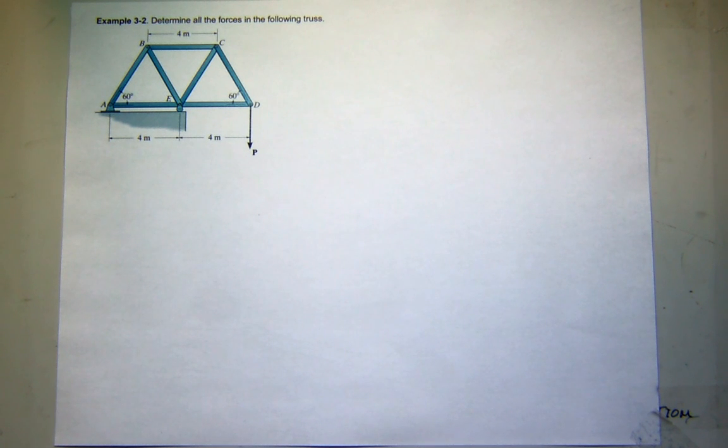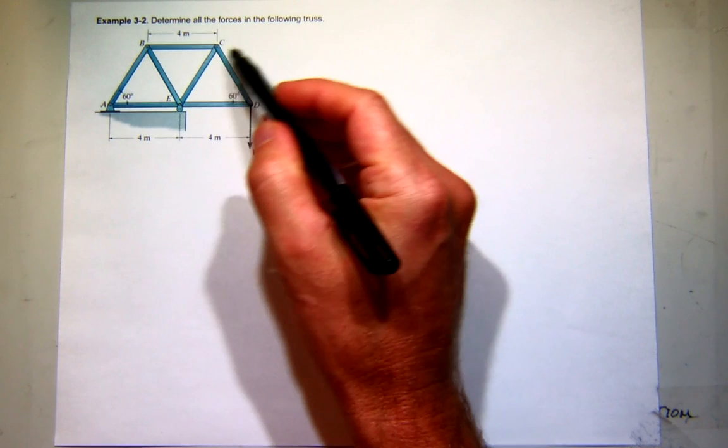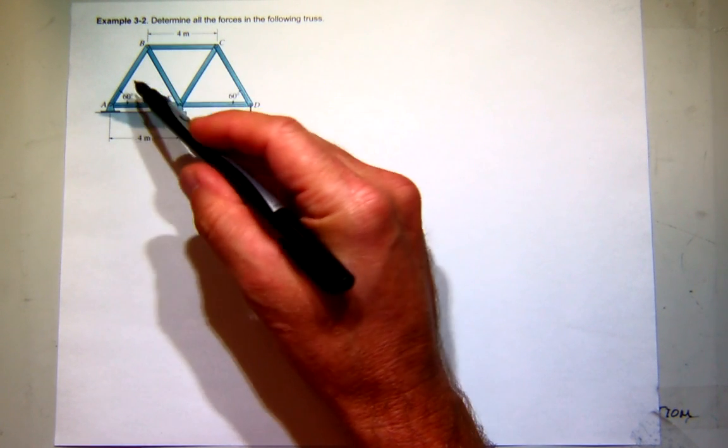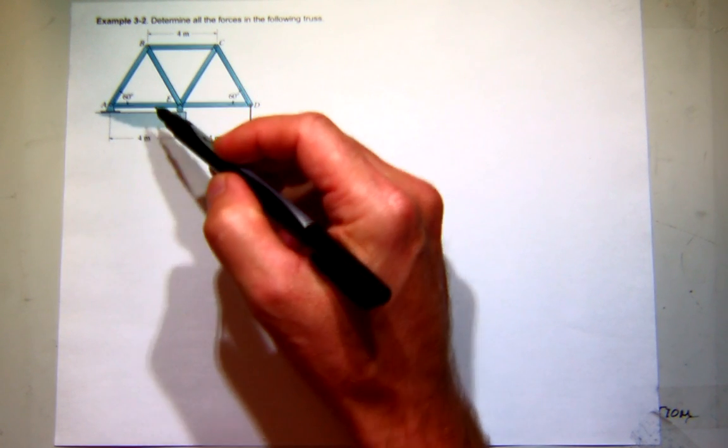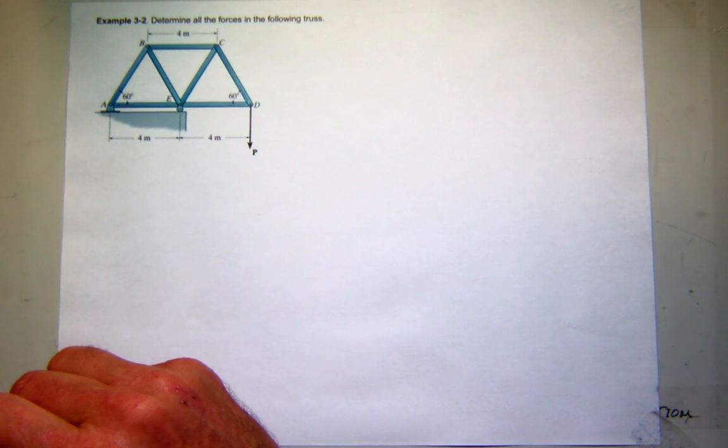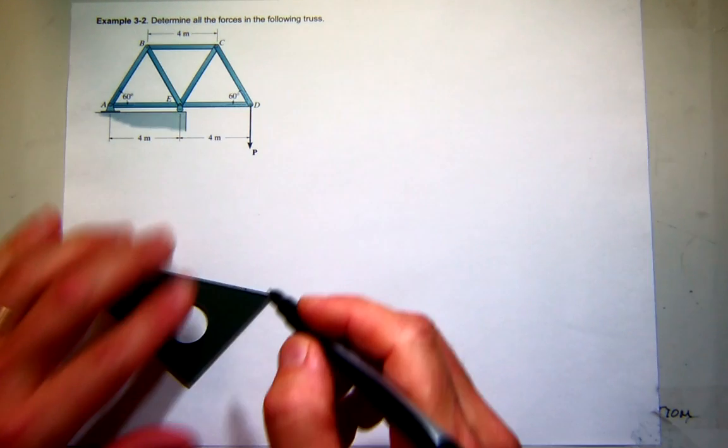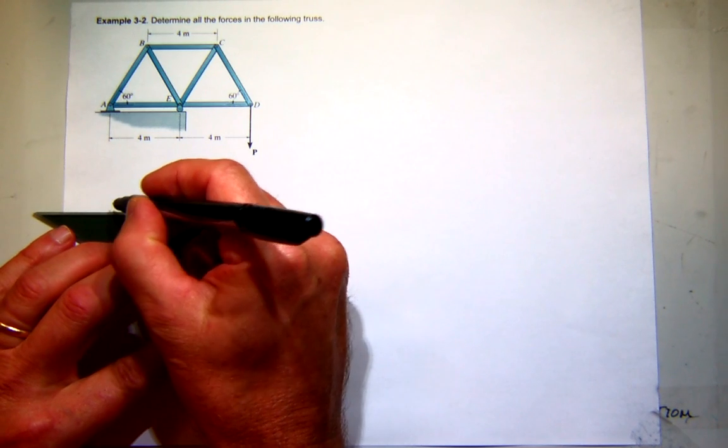So here's a problem, a truss problem, and we want to find all the forces in the truss. If you count them up, as we did a minute ago, there are 7 forces to find and 3 reactions. So we've got some work to do. Let's first start with a free body diagram of the whole structure.